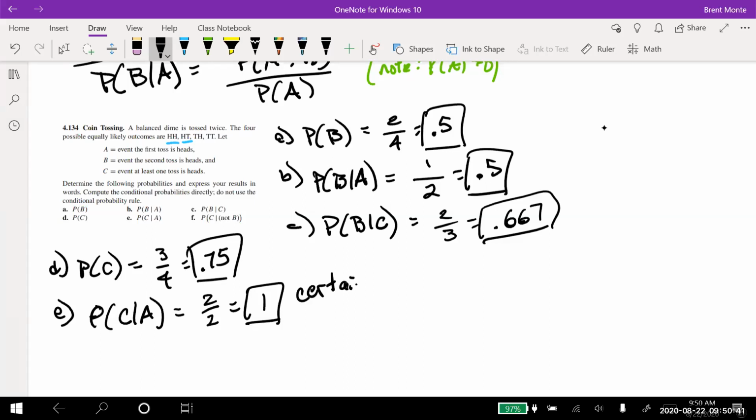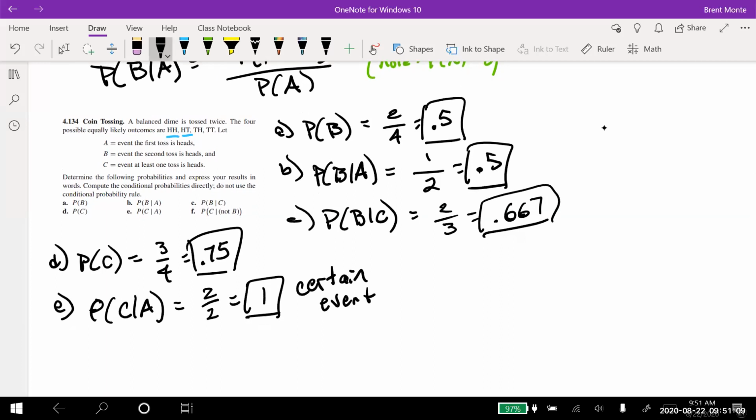In other words, if somebody says to you, hey, I'm going to flip a coin twice, I want to know the probability that at least one of these is a heads. And then they say, wait, before you answer, the first toss was a heads. You're going to say, well, if the first toss was a heads, I'm guaranteed that at least one of them is a head. That's why it's a certain event, because it has to happen. If the first one was a heads, at least one of them had to be. All right, let's go to F.